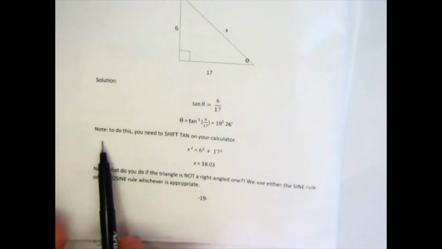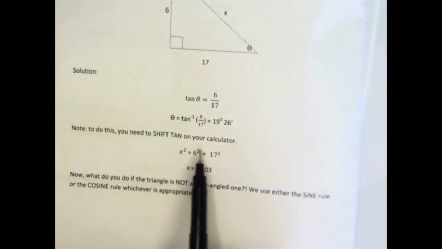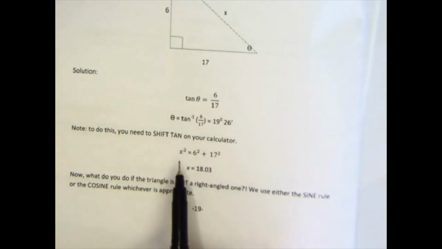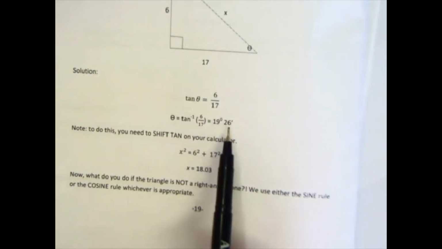Now, it does have that written out in the book. Let's just check this. Note, to do this you need to use Shift-Tan on your calculator. Okay, and we've got 19 degrees 26.